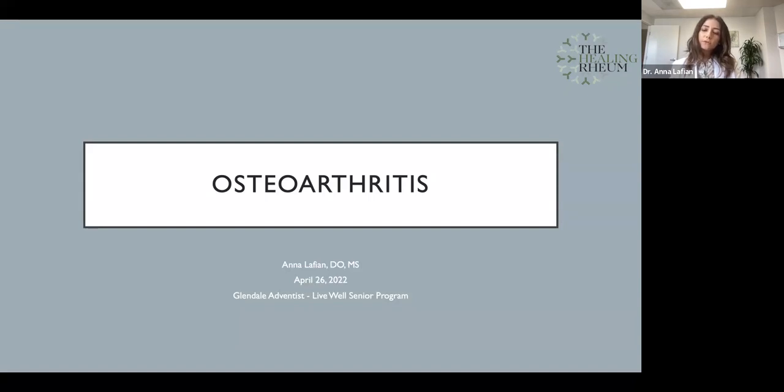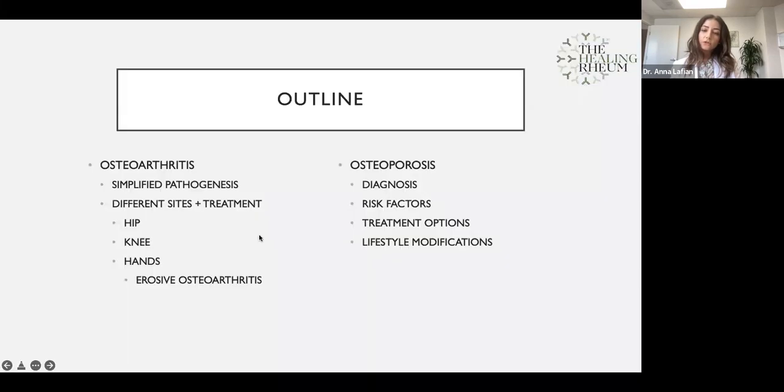All right, so the first section is on osteoarthritis. Here's the outline for the talk in general. We'll initially talk about osteoarthritis and the pathogenesis. So what is it that causes osteoarthritis? And then I'll hit on the different sites in the body where one can get osteoarthritis.